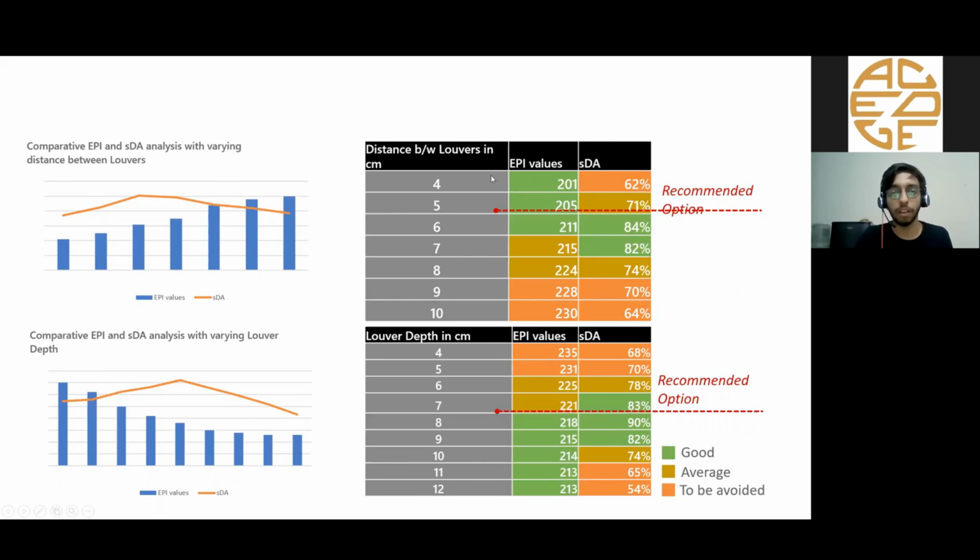As you can see, we have these values. API values are your energy performance values, and your SDA gives your daylight quality values. Now see, suppose here we are not going to the least API value of 201. This one would have been our best, but here we can see our SDA values are not that good. So that's why we have not taken it. SDA values of 70% would be good enough. So this 205 API value is for this option. These options we have taken. In this way, we can select different options.